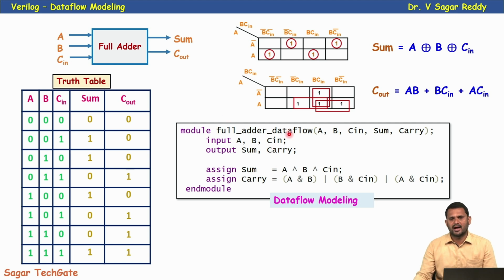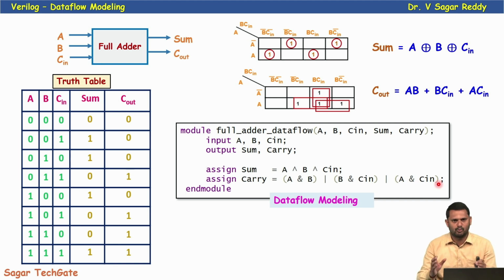Module full adder. These are the inputs: input A, B, Cn. These are the ports we can declare as input A, B, Cn, and sum and carry as output. Simply I can write assign sum is equal to A XOR B XOR Cn. Assign carry is equal to A and B or B and Cn or A and Cn. This is a simple Boolean expression I'm writing directly in the code. Clear? I hope you understand.